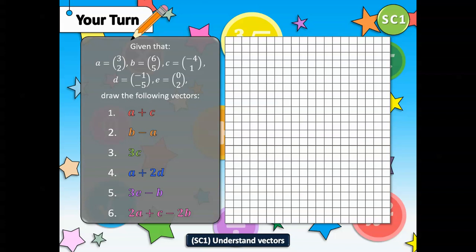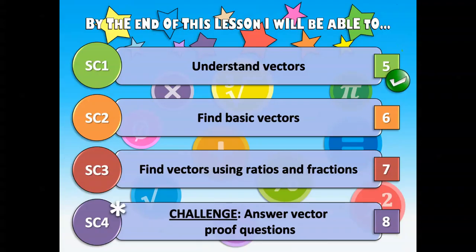Here are your answers. So there's a plus c, there's b minus a, 3c, a plus 2d, 3e minus b, and 2a plus c minus 2b. And now we've completed success criteria 1.